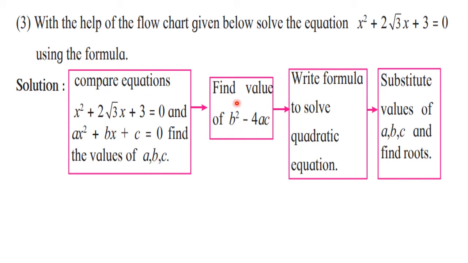Then the next step is to find the value of b square minus 4ac. So use these values and find this value. You know that this is called as discriminant. After getting that, you need to write the formula. You know the formula, x is equal to minus b plus or minus under root b square minus 4ac upon 2a. So that formula must be in your mind. That is your knowledge. So learn it by heart. And in that formula, you substitute the values. That means value of b, a and the value of b square minus 4ac. And then find the roots.